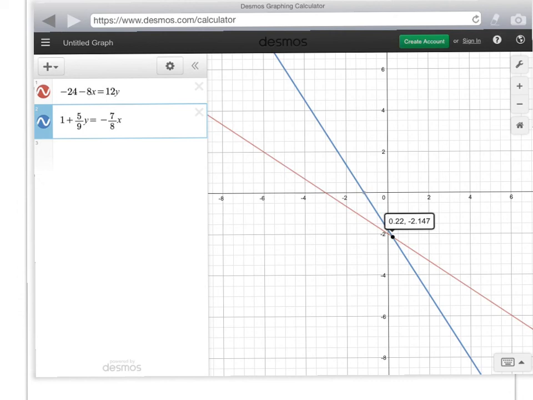This is an example of the problem or shortcomings of the other 3 techniques, table of values, slope y-intercept, and x and y-intercepts, when finding the point of intersection, because the point of intersection is not around a whole number. It's a decimal, and you can see from the graph that the value is 0.22 and negative 2.147.